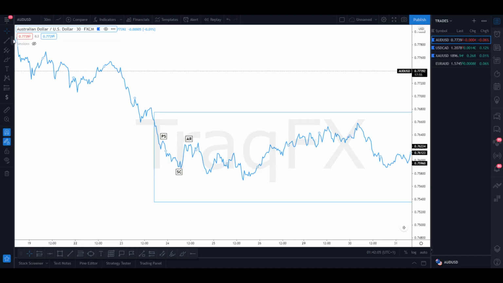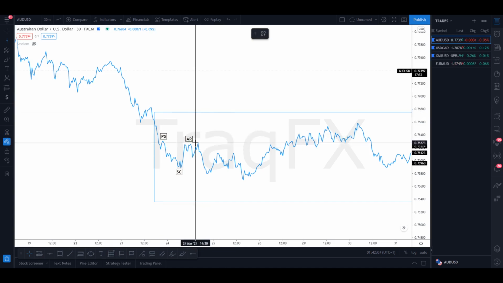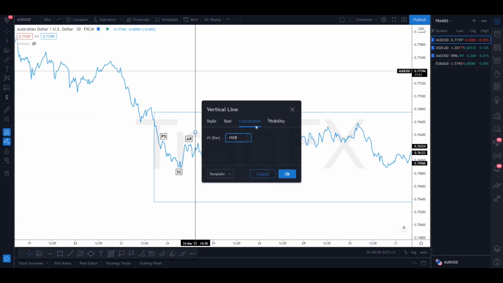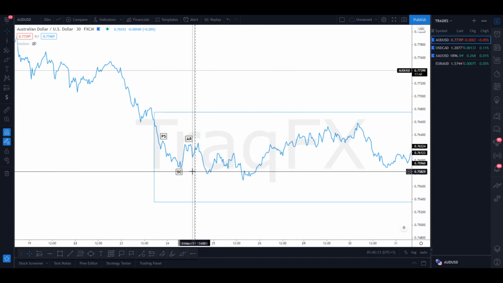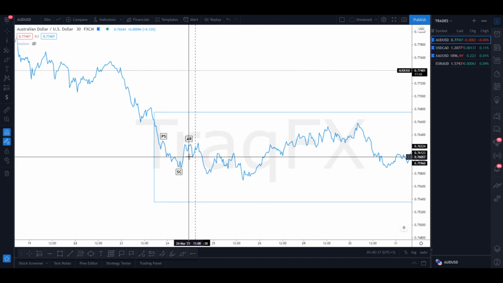So I'm gonna make a little vertical line right over here. Let me see if I can change this style. That's nice. So we have our phase one finished, right? We have the PS, we have the selling climax, and now the automatic rally.